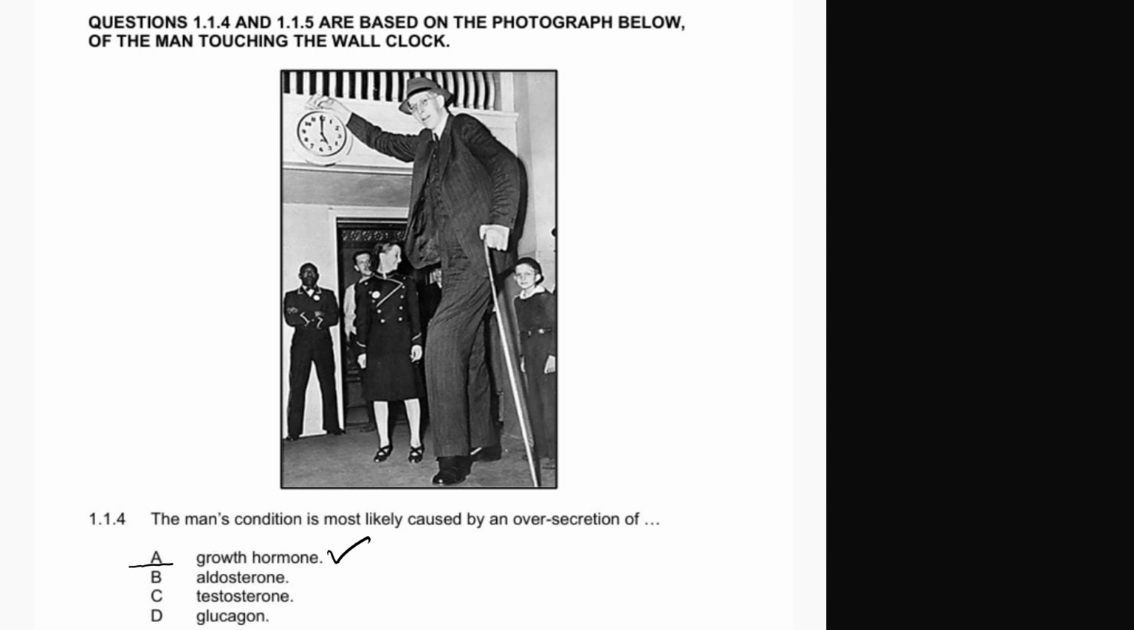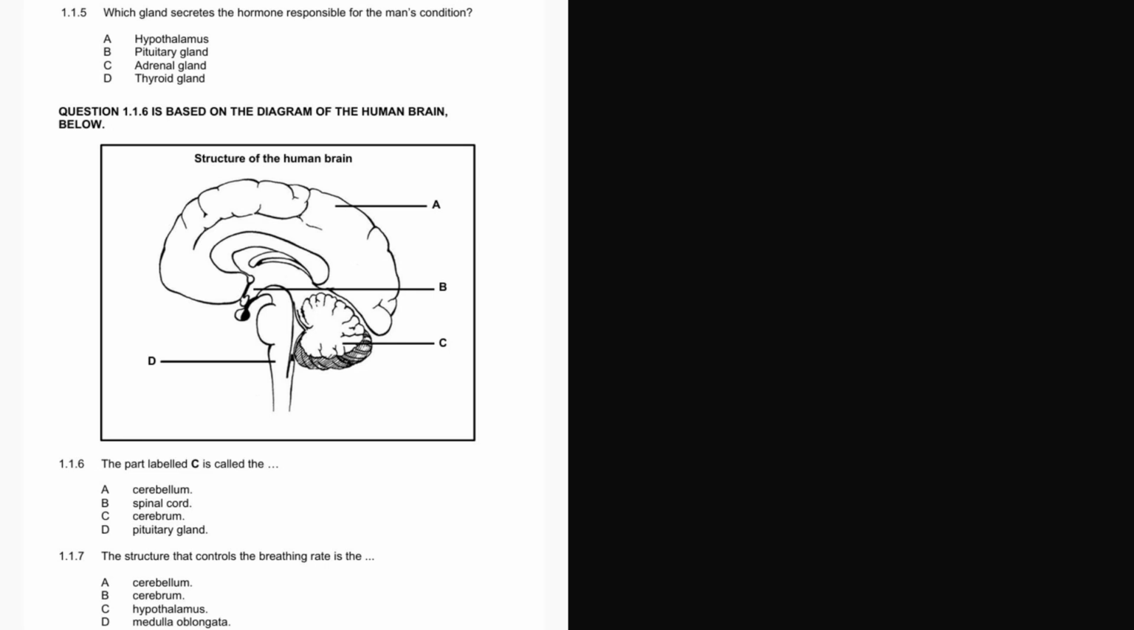So that's 1.1.4, right? Therefore, 1.1.5, they said, which gland secretes the hormone responsible for the man's condition, right? They are still on that man who is holding the wall. Therefore, now they are saying which gland secretes the hormone responsible for the man's condition. 1.1.5. The gland is pituitary gland. So then now option B, it is the correct option. It is responsible for that man's condition.